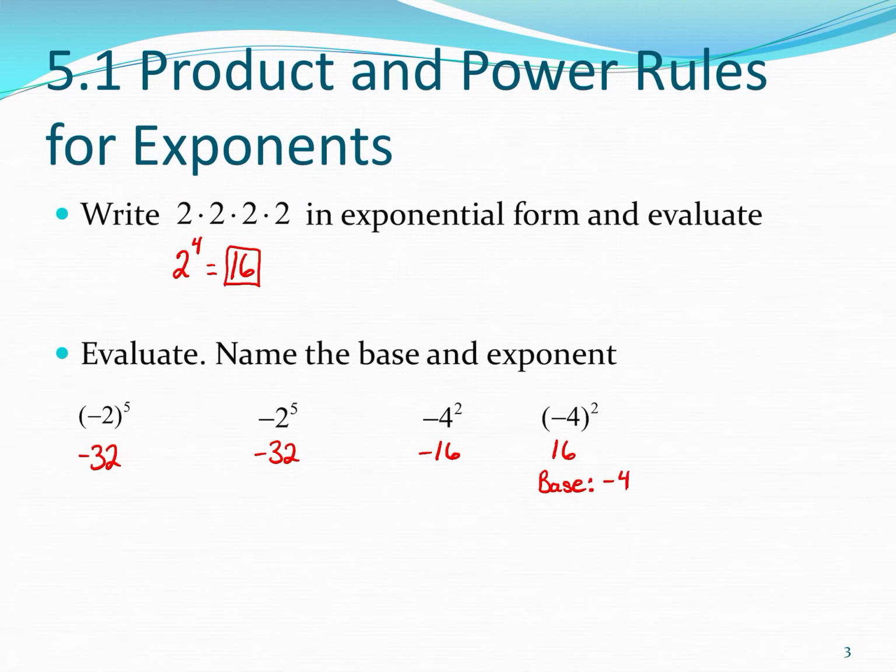So the base, in this case, is negative 4. That is the number getting multiplied. The exponent is 2. Okay?